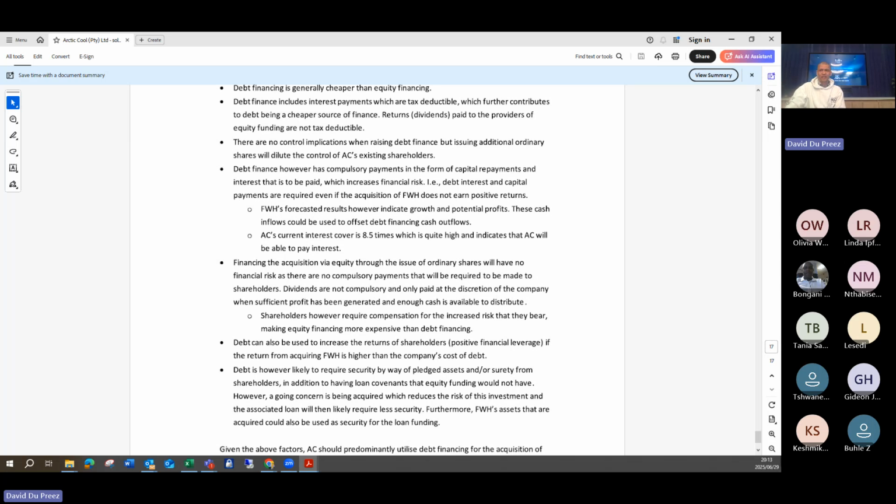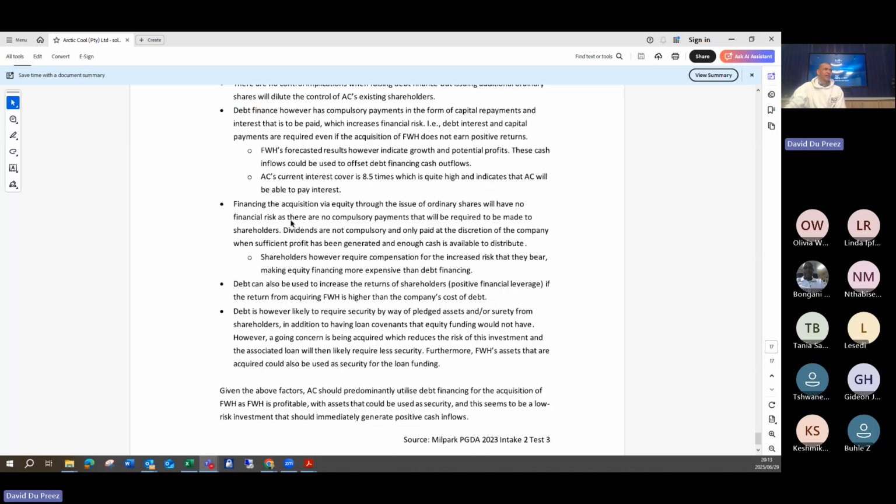Your expense that Tanya raised there in the chat. Let me just open the chat quickly. It increases financial risk because there's compulsory debt, interest, and capital payments. Yeah, what if they do not earn positive returns?